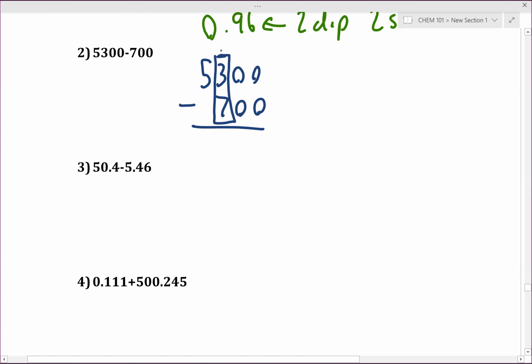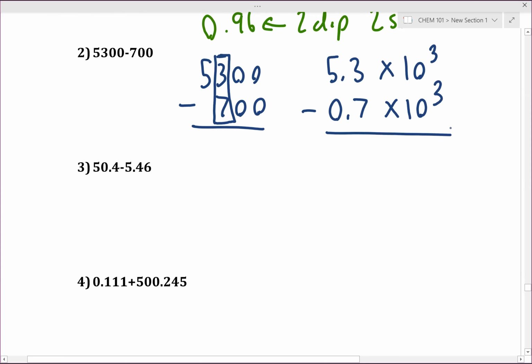If we're using the scientific notation method, we'd be taking 5.3 times 10 to the third minus 0.7 times 10 to the third. Again, why did I get rid of these zeros when I wrote my numbers in scientific notation? Are those zeros significant? No. And that's what this method really tries to explicitly indicate: what digits are significant, what decimal places are significant, and which ones are not. So if we punch this into our calculator, 5,300 minus 700 gives us 4,600.